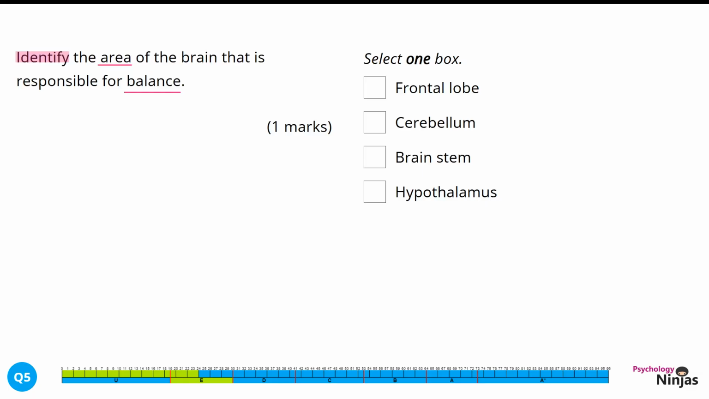The frontal lobe is at the front of the brain and is involved in impulse control, whereas the cerebellum is at the back. The brainstem is involved in reflex responses like breathing and blinking, whereas the hypothalamus is involved in threat assessment and the fight or flight response. Being at the back of the brain, the cerebellum is involved in balance, and that's what we would select.